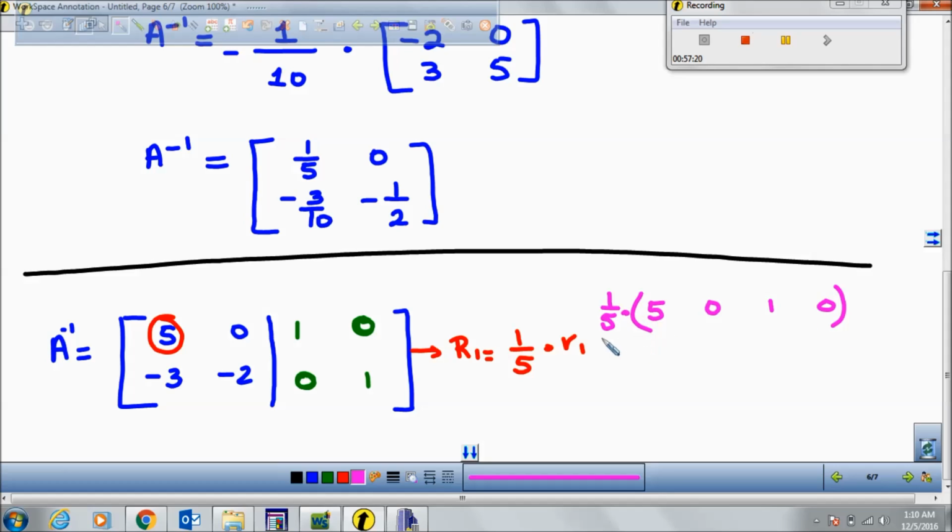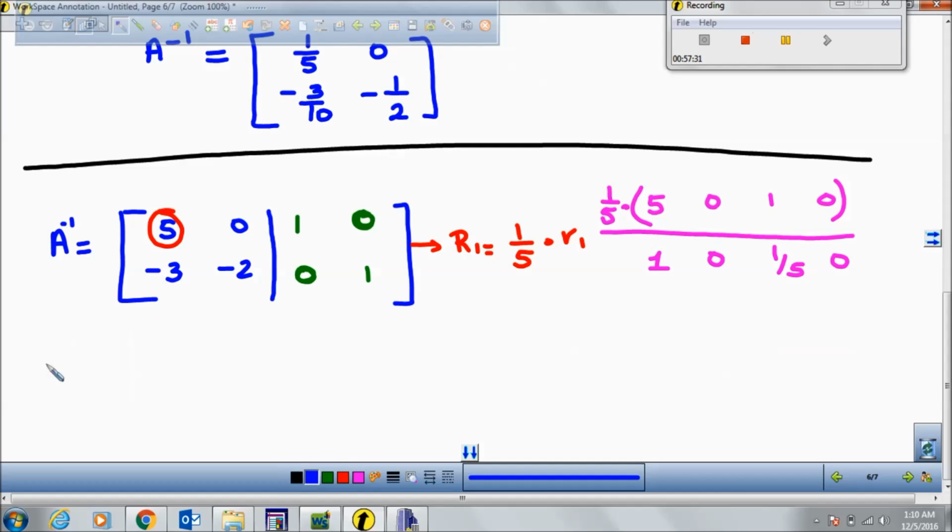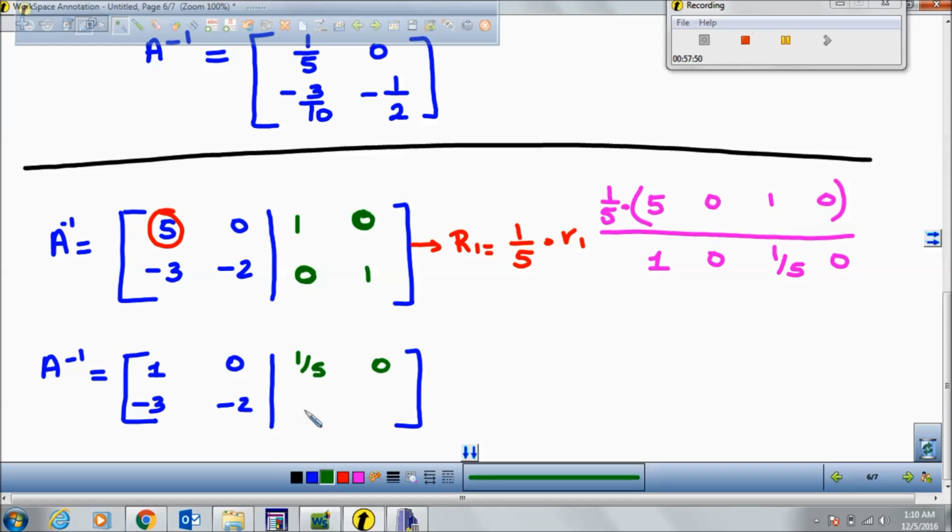So 1/5 times 5, it's 1. 1/5 times 0 is 0. 1/5 times 1, it's 1/5. And 1/5 times 0 is 0. These are going to be your new values in row 1: 1, 0, 1/5, and 0. So you have -3, -2, 0, and 1.